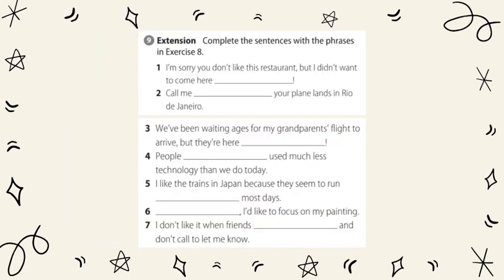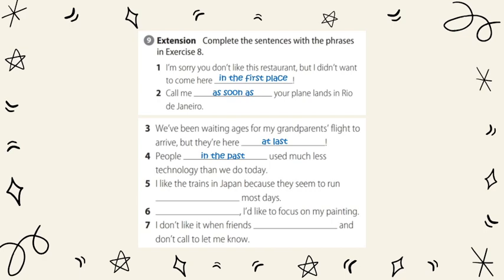For exercise number 9, we have to complete the sentences with the phrases in exercise 8. Let's look at the first one. I'm sorry you don't like this restaurant, but I didn't want to come here in the first place. Number 2, call me as soon as your plane lands in Rio de Janeiro. Number 3, we have been waiting ages for my grandparents' flight to arrive, but they are here at last. Number 4, people in the past used much less technology than we do today.